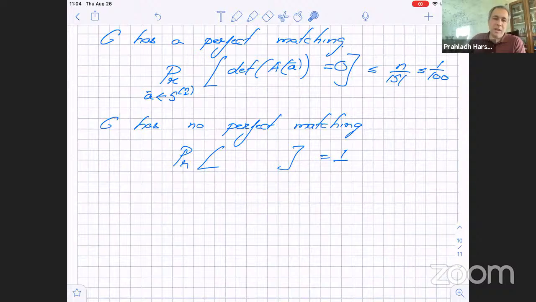This is one of the most stunning applications of randomness. You will realize that in checking whether a bipartite graph has a perfect matching, you could use randomness in such a clever way. If this doesn't convince you of the power of randomness, I don't know what will. Yeah. Any questions?